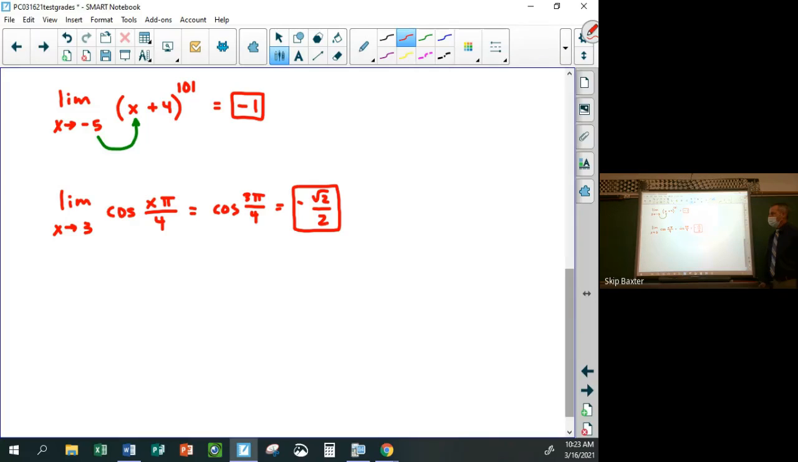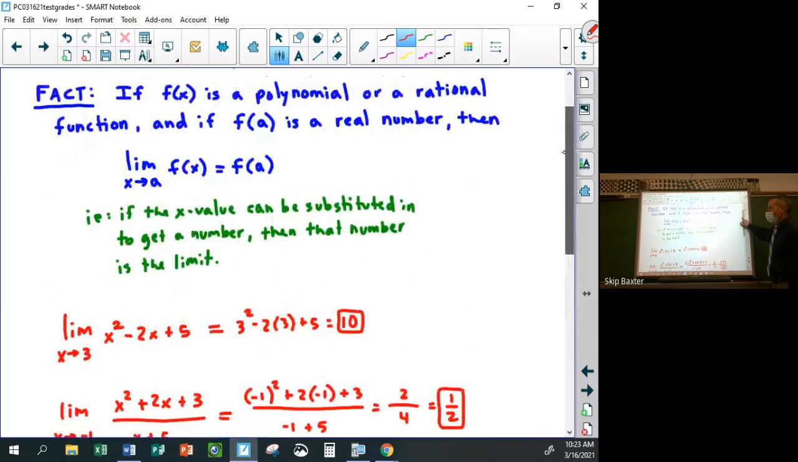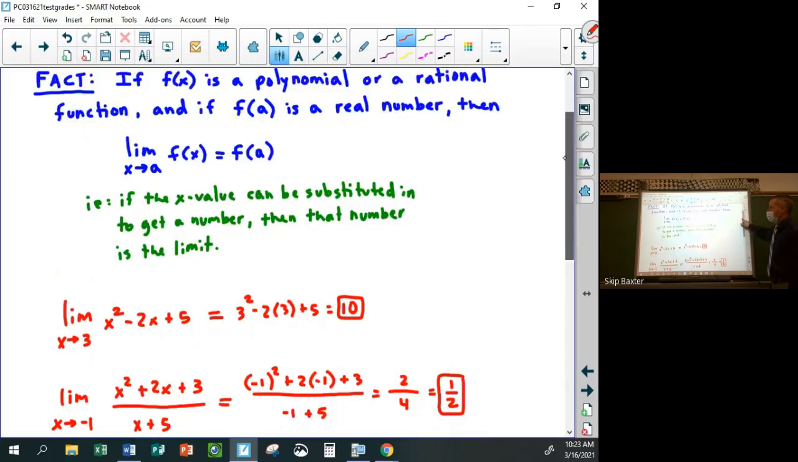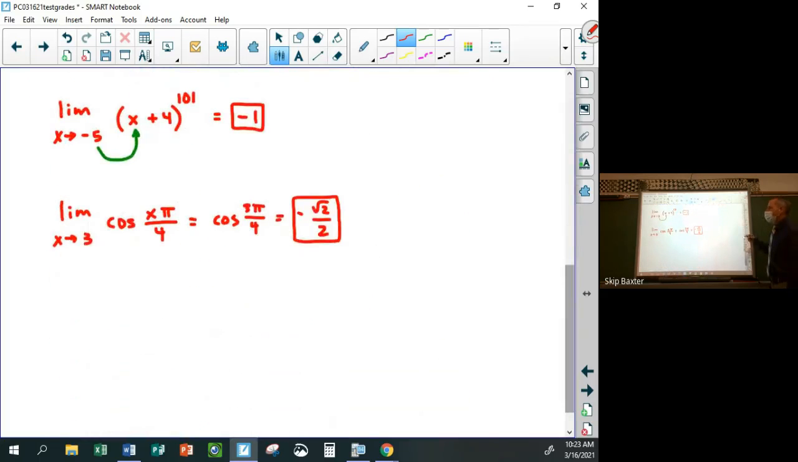Okay? Any questions on that stuff? So that's the first thing. If you have a polynomial or a rational function, and you can take that number and substitute it in and you get an answer, that's all you have to do.